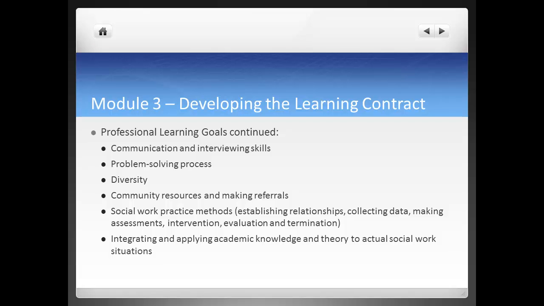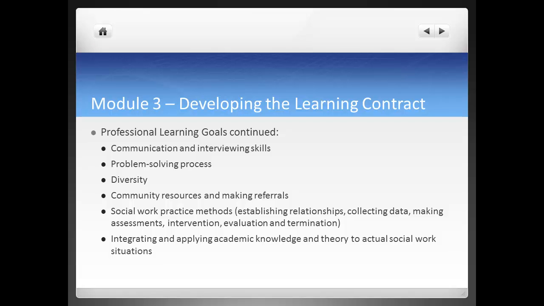Are they collecting data as needed? During assessments, are they able to gather the information that they need? Are they able to begin a conversation with you about what an appropriate intervention or case plan might look like? Do they have some ideas about how they would evaluate whether or not the work they're doing is making a difference? And finally, are they talking about termination? Do they have an understanding of the importance of talking about termination?